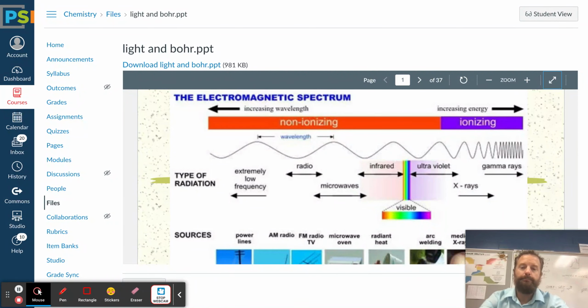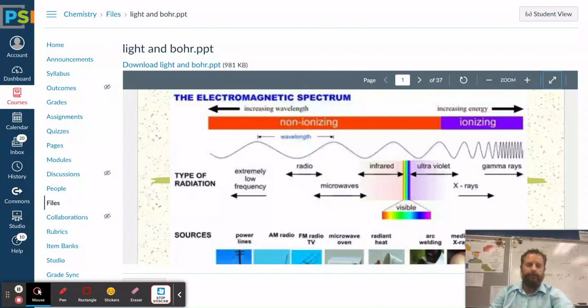So with Bohr, there's a couple things we got to talk about real quick. First, the main thing is light, right? So Bohr uses light to learn more about the atom, and light, remember, is just a small part of the electromagnetic spectrum. So you can see the picture here.